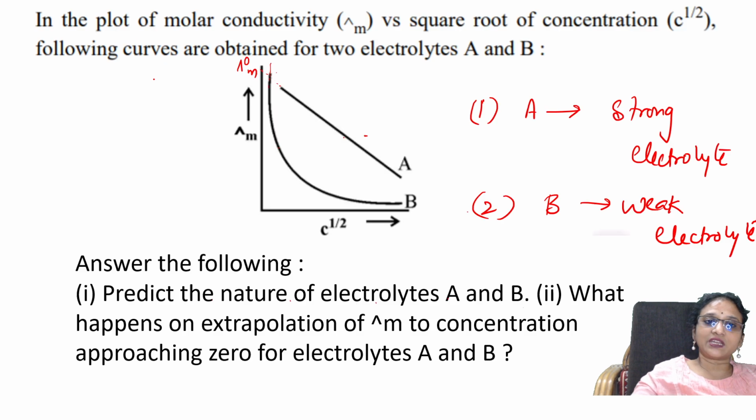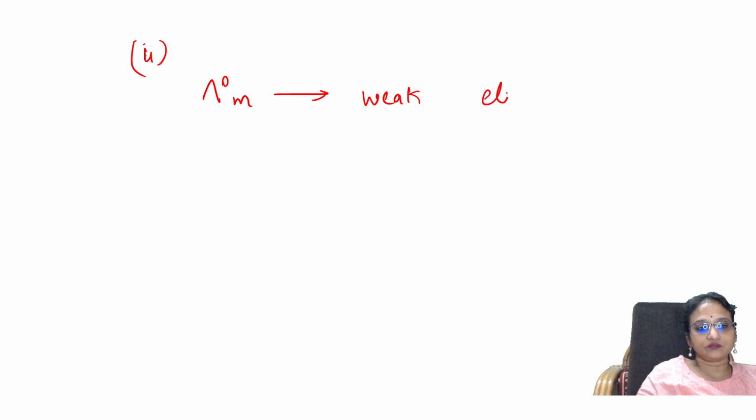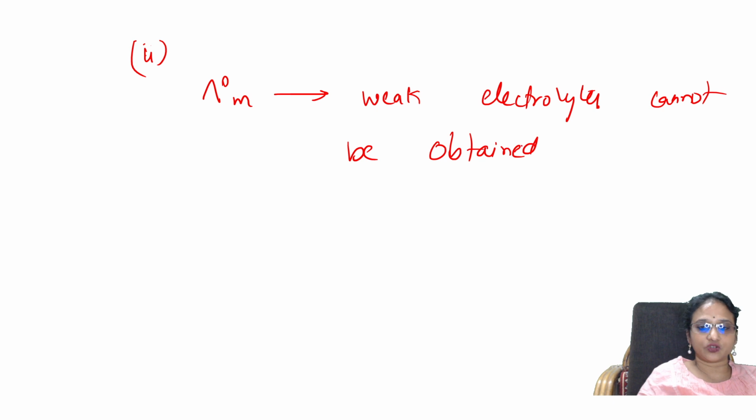Now what happens in extrapolation? Remember, students, when you extrapolate this graph, strong electrolytes will meet at a point, but with an intercept. But weak electrolytes will never. For weak electrolytes, lambda naught cannot be obtained by extrapolation. I can never extrapolate and join it.